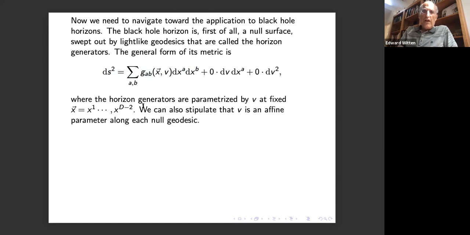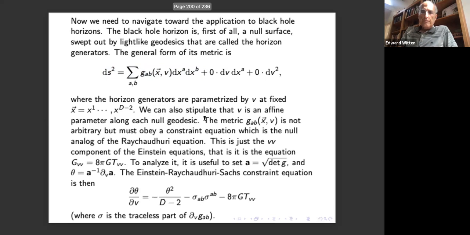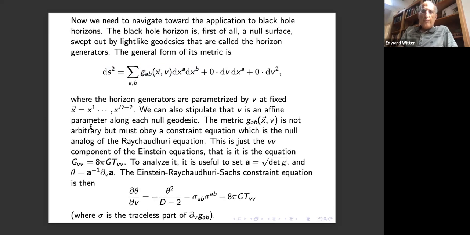We can also insist that V is an affine parameter on each null geodesic. The metric G_AB of x is not arbitrary. There's a constraint equation. The Einstein equations give constraint equations on the initial value data, analogous to Coulomb's law, which is a constraint equation in gauge theory. On a null plane, there's just one constraint equation, which is often called the Raychaudhuri equation, but it's simply a component of the Einstein equation. So the constraint equation is just this equation: G_VV is 8 pi G times T_VV. It involves no V derivatives, so it's a constraint on the initial data.